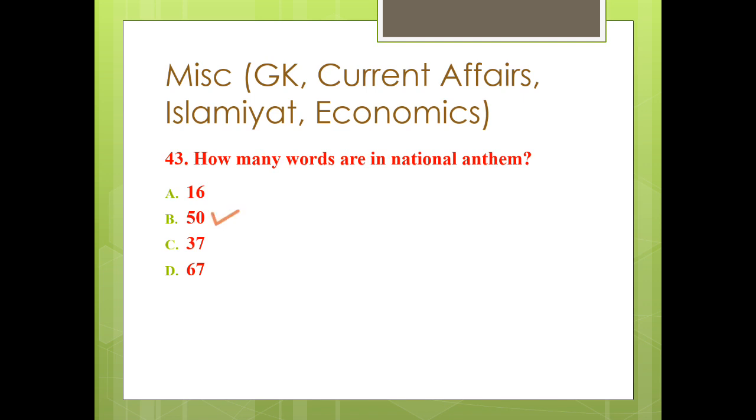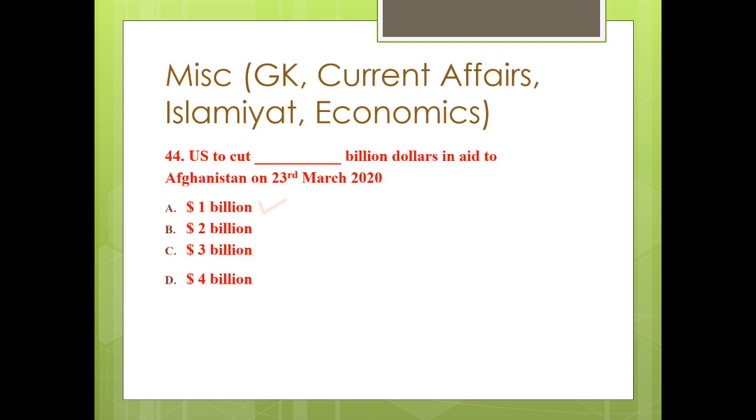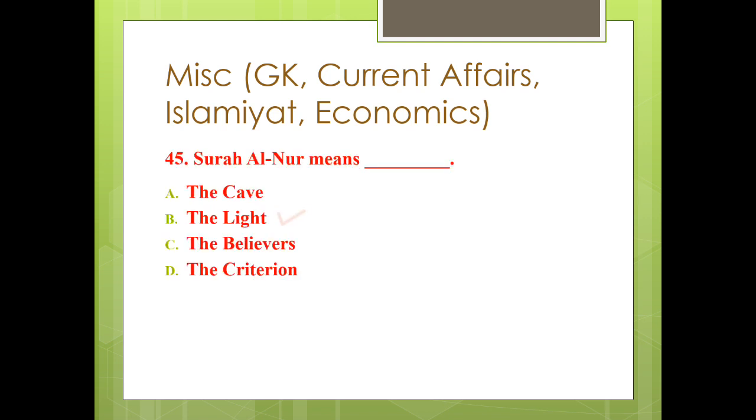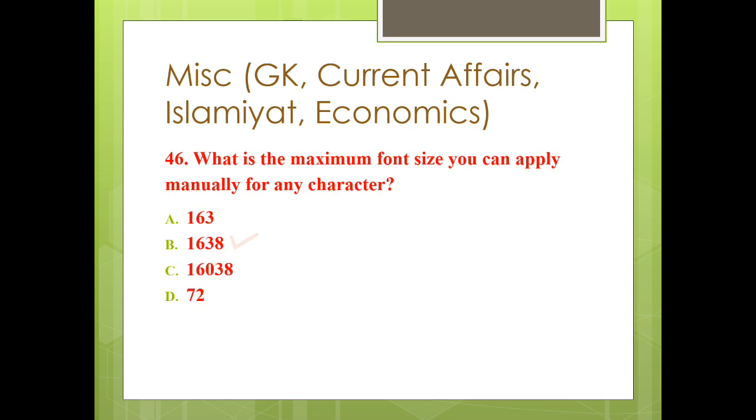And how many words are in the national anthem? Well, if you get any such kind of question, you can definitely count it over there. The answer is 50. US to cut $1 billion in aid to Afghanistan on 23rd March 2020. This was a current affairs question. Surah Noor means light. Everyone knows that. I think Noor means light, so it's very easy.